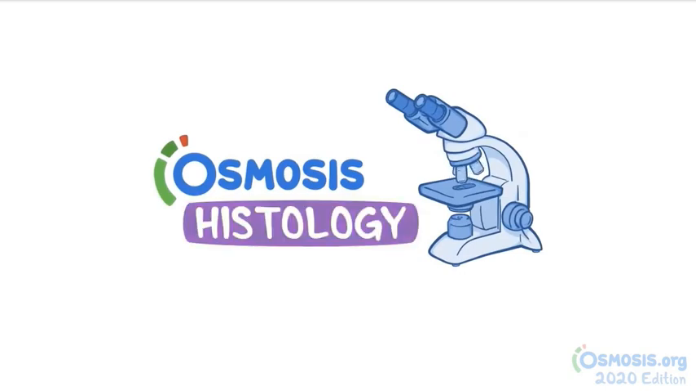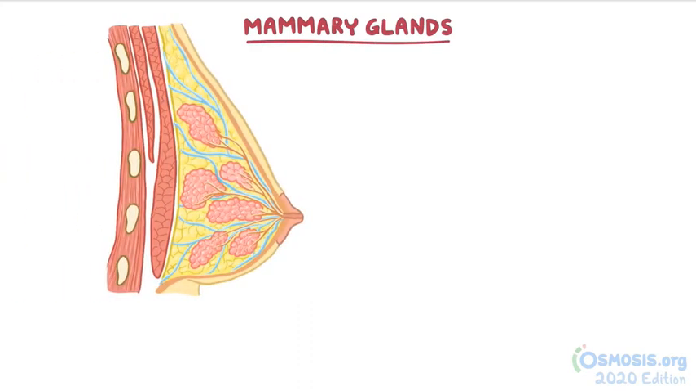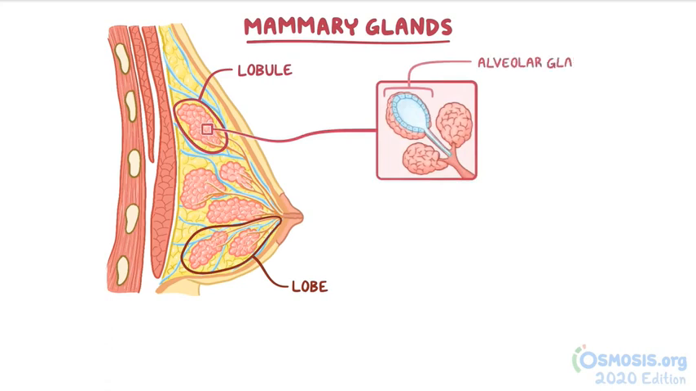Now, let's get a closer look. The mammary glands of each breast consist of about 15 to 25 sections called lobes, with each lobe containing many smaller structures called lobules. Each lobule consists of a large number of alveolar glands, which are the small sac-like structures that produce milk.